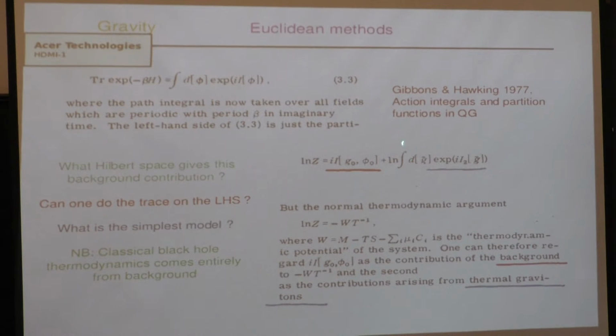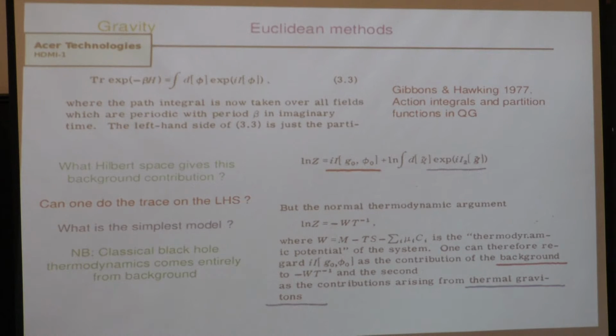And then there is the usual contribution of the thermal gravitons, which you understand well because you know what the degrees of freedom are. But at least from what I can tell, there is no real understanding of what Hilbert space gives rise to this contribution to the partition function. So another way of phrasing the question is, can you do the trace on the left-hand side explicitly when you know the Hilbert space in which to do this?